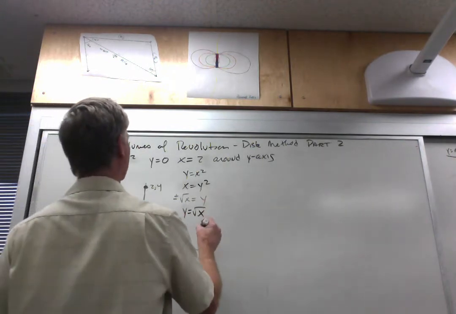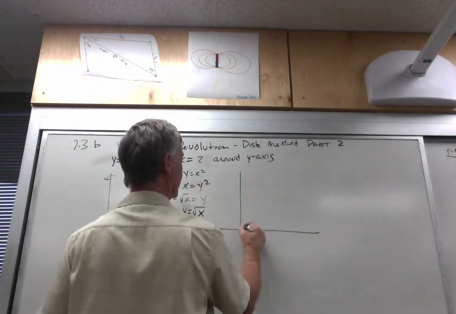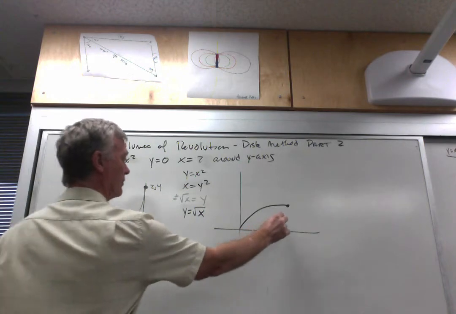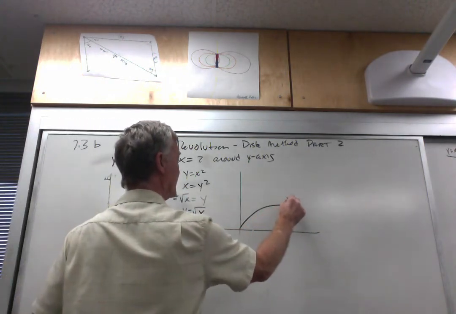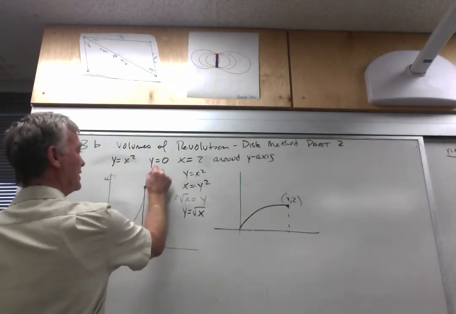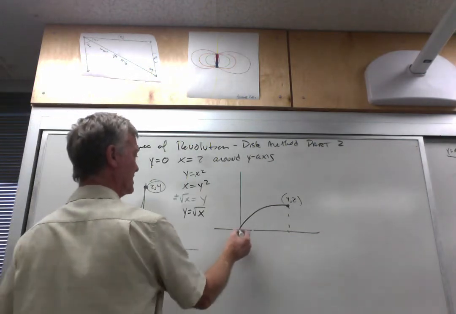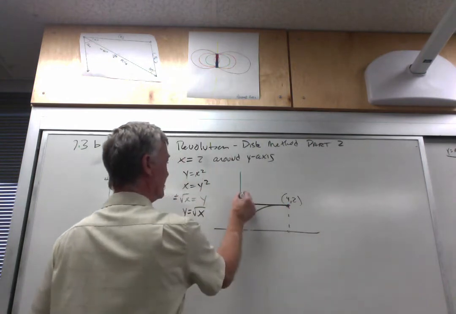And then everything else changes. But what I would do right now is kind of sketch this in. Y is equal to x squared looks like that. Well, what is this value here? On this graph, this was 2 comma 4, so this becomes 4 comma 2. Y is equal to 0 becomes x is equal to 0. And it's basically this region revolved around here.